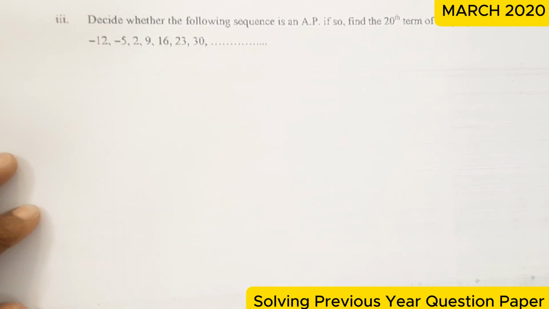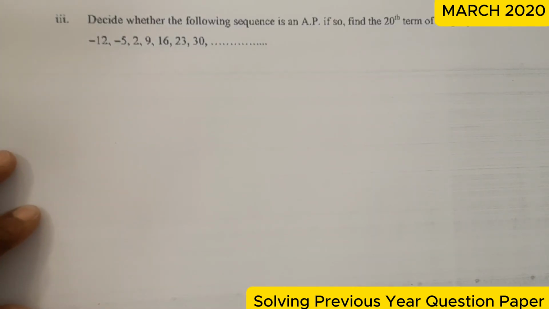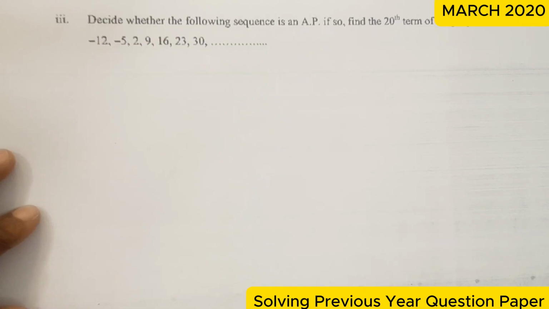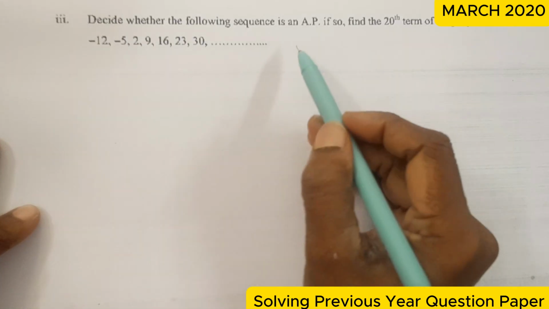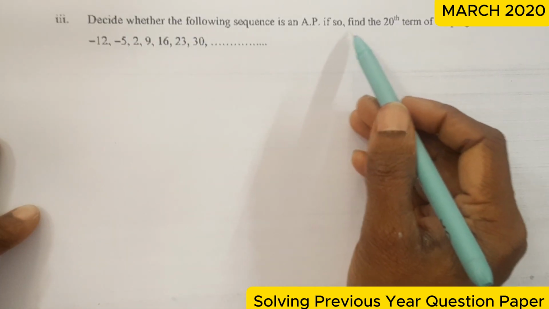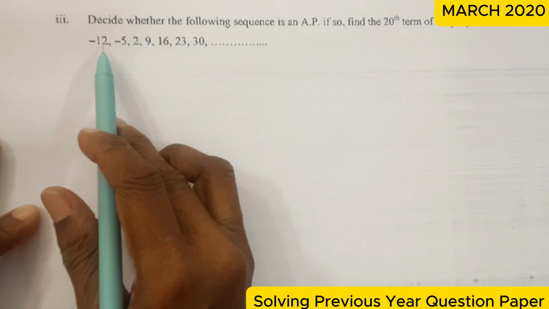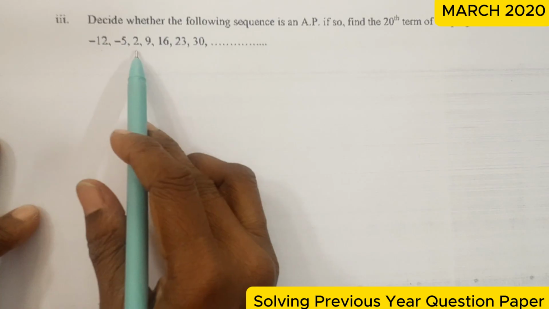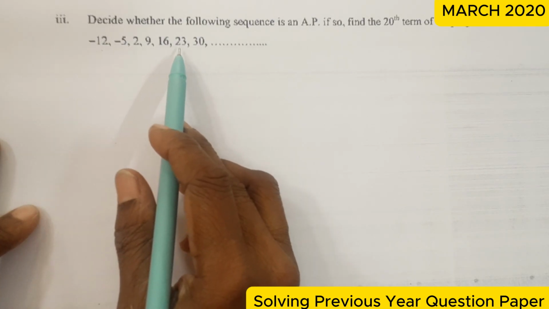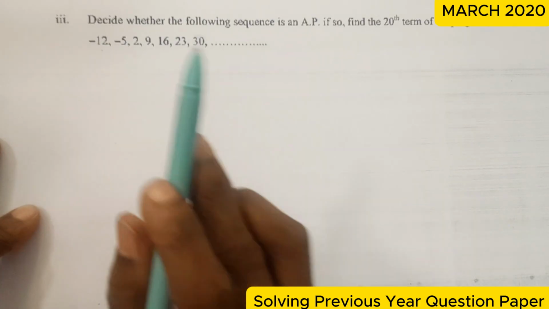Decide whether the following sequence is an AP. See here, decide whether the following sequence is an AP. If so, find the 28th term of the progression. -12, -5, 2, 9, 16, 23, 30, and so on.